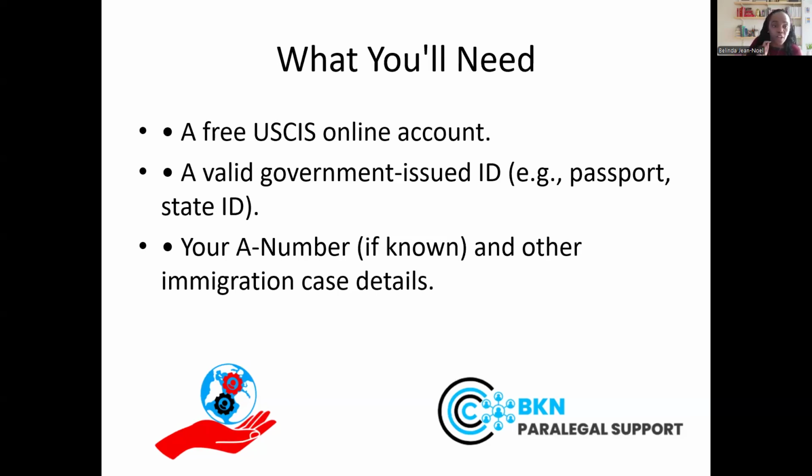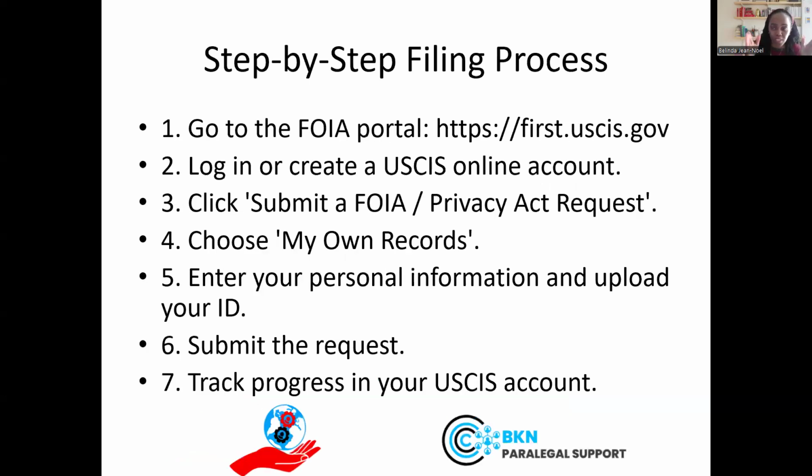What you would need is a free USCIS online account, a valid government ID, your A number, and other immigration case details. Okay, so I'm just going to summarize step by step, and then we're going to go through it step by step. You would go to your FOIA portal online at first.uscis.gov. The login is the same login you would use for your regular myaccount.uscis.gov. So you can create one if you haven't done so yet, or you can just log in. And then you're going to click to submit a FOIA. Like I said, we're going to go through it.